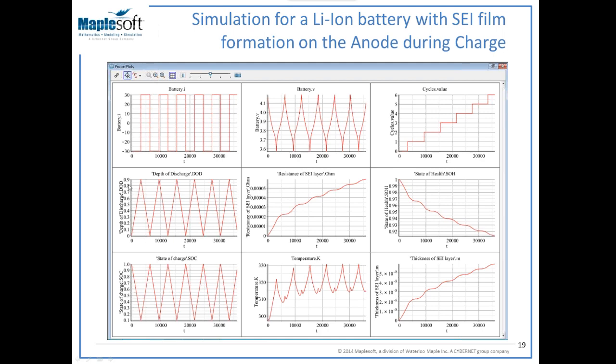This model has a predefined depth of discharge of 90%. So whenever the state of charge of the battery reaches the 10% level, it will be charged up again to full and then discharged. The total number of cycles for this simulation is about 6 cycles, and you can see the growth of the internal resistance due to the SEI layer, the state of health of the battery, the fluctuation of the temperature, and also the thickness of the SEI layer after 6 cycles.